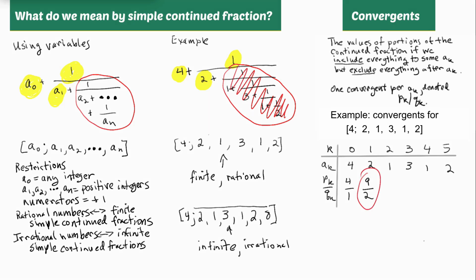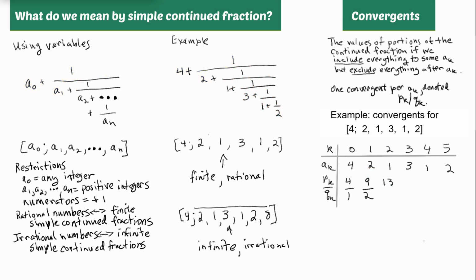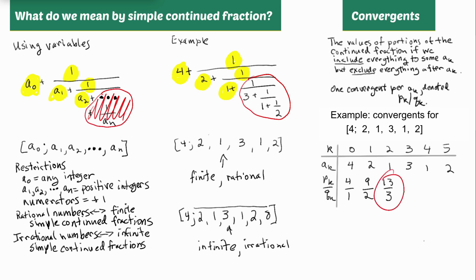We can move on to k equals 2. The value is 13 over 3. We include a sub 0, a sub 1, and a sub 2, but we exclude the rest. In our example, we include the 4, the 2, and the 1, but we don't include any of this. You can work this out and get 4 1/3, or 13 over 3. We'll just fill in the rest.